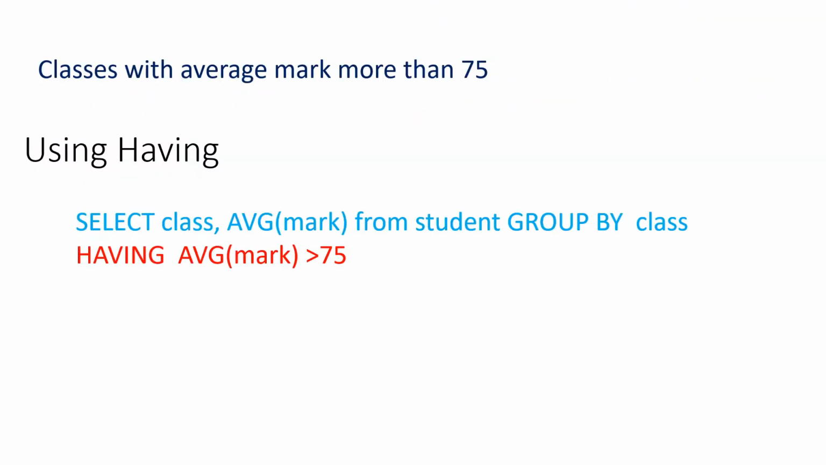This query will give us the classes where average mark is more than 75. Here we have used the HAVING clause. So having means the average mark is more than 75, those classes only will be displayed.